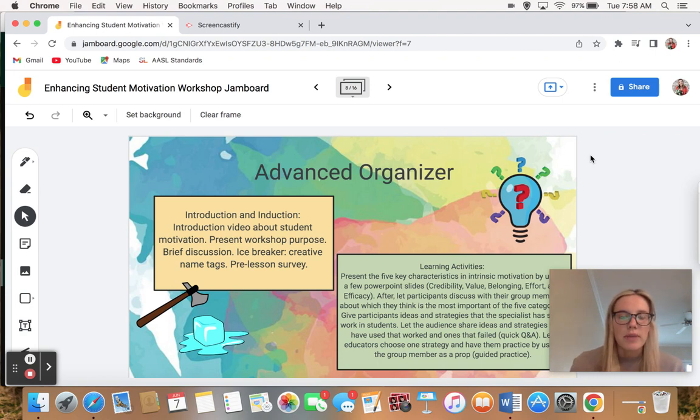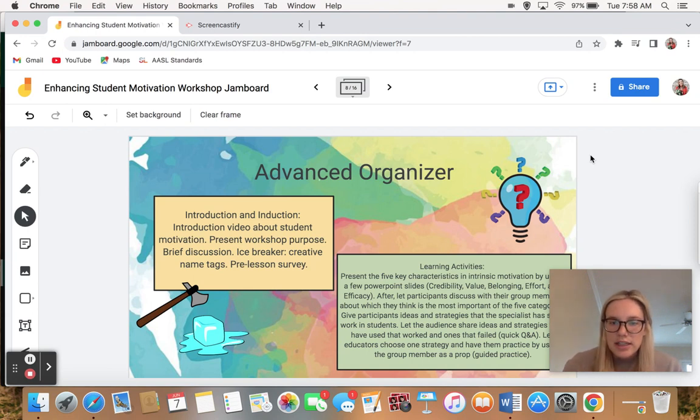So the introduction would be a video about student motivation, and then we would present the workshop purpose, why we're here, why we need to learn this. We'd have a brief discussion where different ideas could be brought in of why we need this, or why you're attending the workshop, or why you think it's important. We would do an icebreaker where I chose a random icebreaker where they could create name tags and then share their name and why they chose the specific name tag decoration. And then we would do the pre-lesson survey. And then the learning activities.